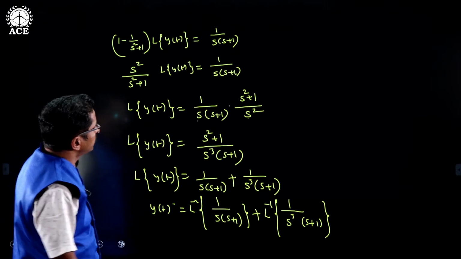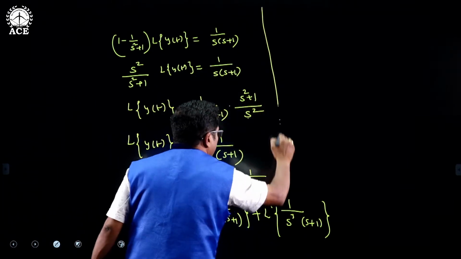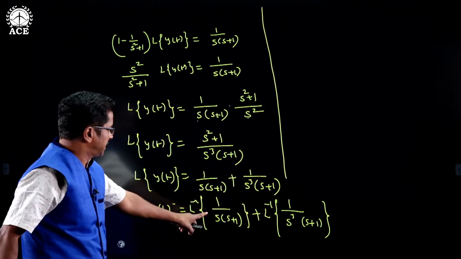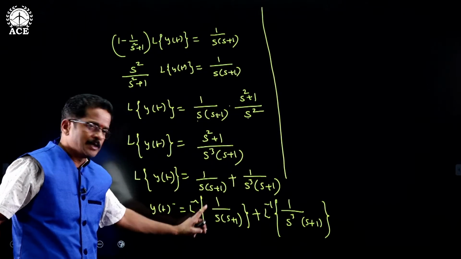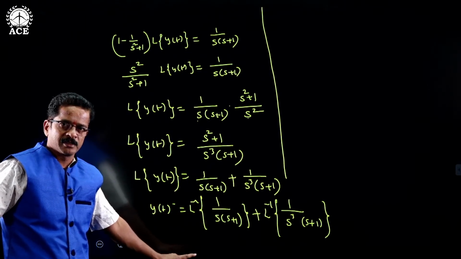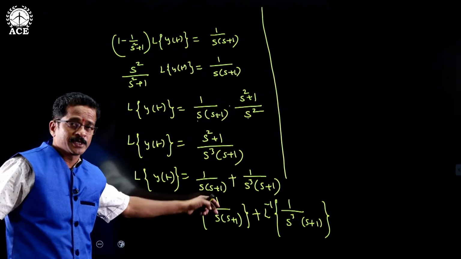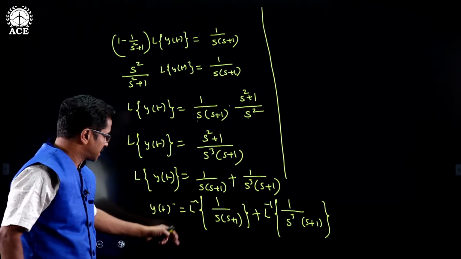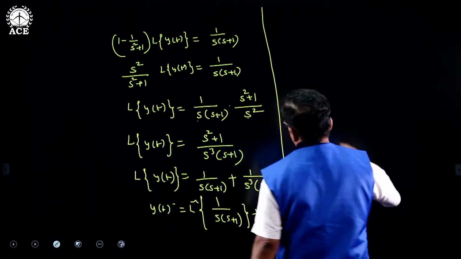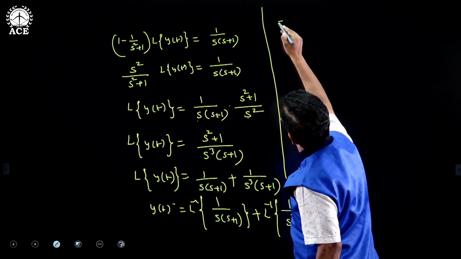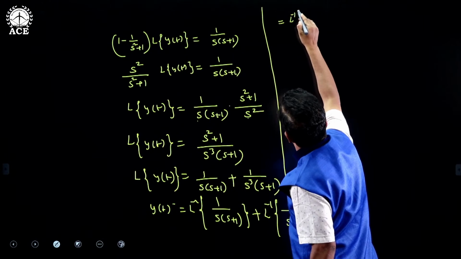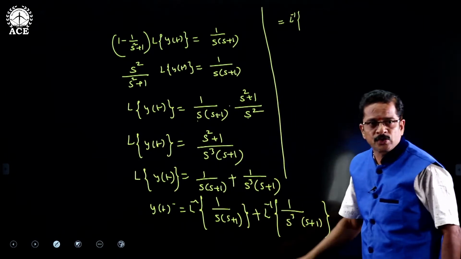Okay. Now here, the inverse Laplace transform of these will be evaluated by partial fractions. It's better. Even for this you can apply convolution, but it takes much calculation. Better you go for partial fractions, which is L inverse of 1 by s into s plus 1.